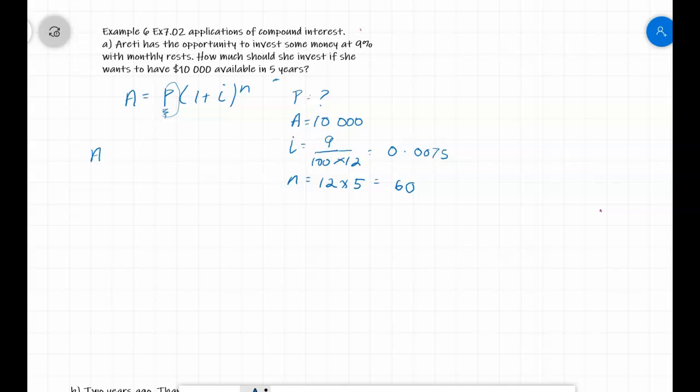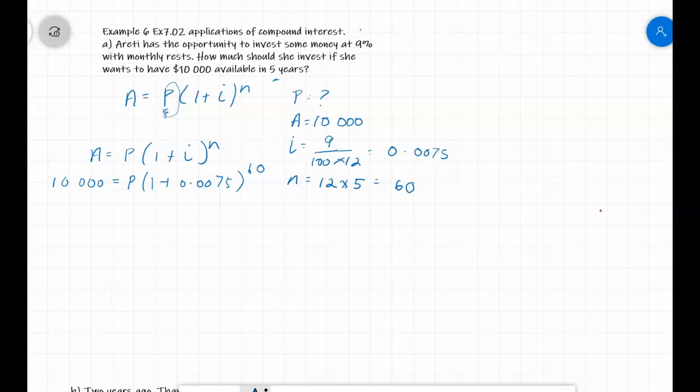So A, I'm just going to write that again neatly. I know that A is $10,000. That's what she wants at the end. P is what I want to find. How much does she need to invest? 1 plus 0.0075 to the power of 60.